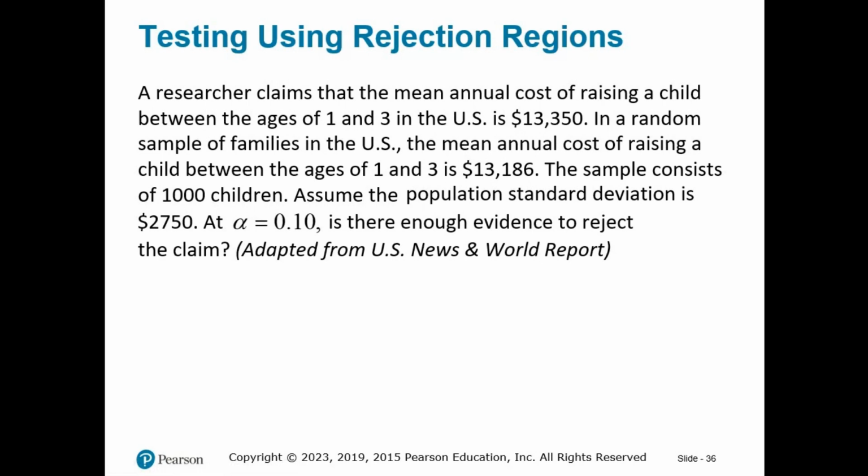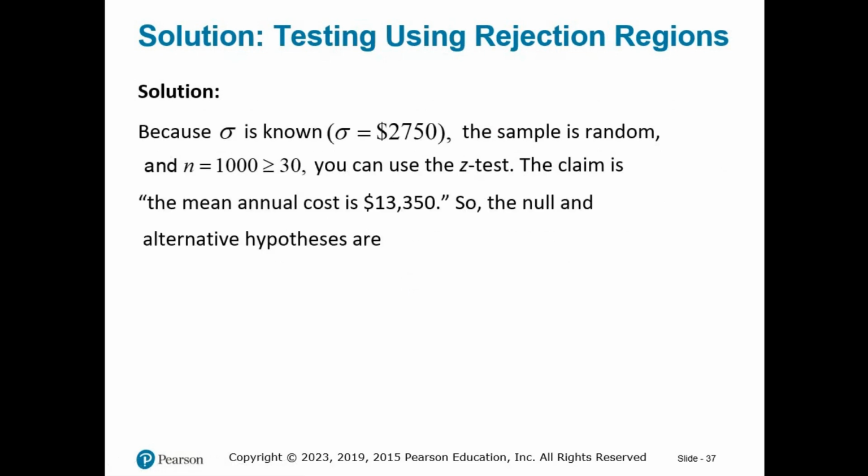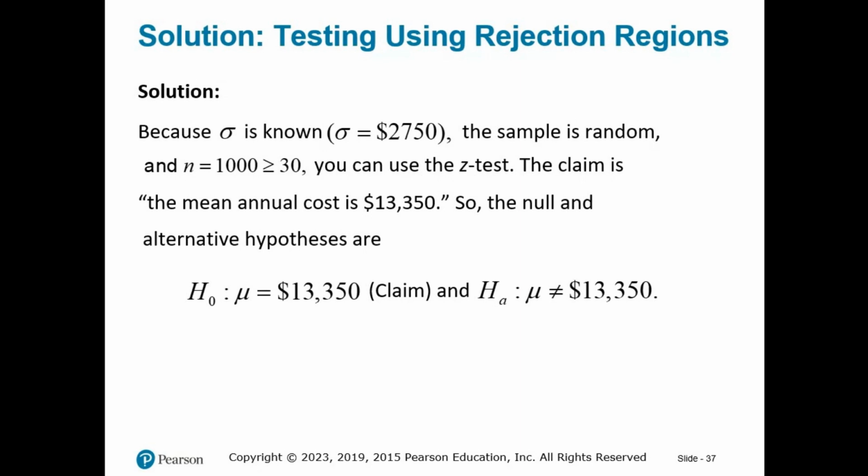Next, we identify the claim, which is the mean annual cost is $13,350. Then we find the null and alternative hypothesis. Our claim used the word is, so that would be which hypothesis? Yes, the null hypothesis, because that is equals. So mu equals 13,350. That's our claim, and that would be the null hypothesis. So the alternative hypothesis would be mu is not equal to 13,350.